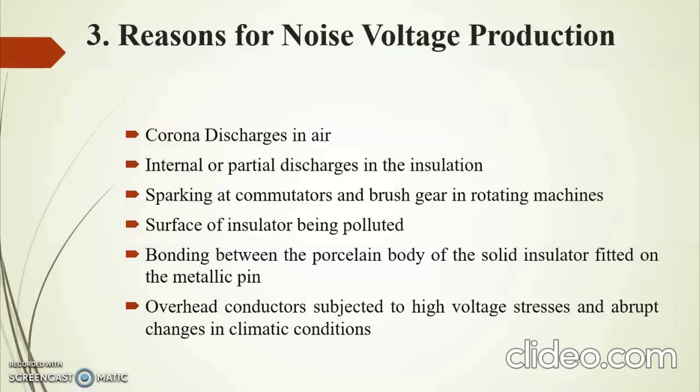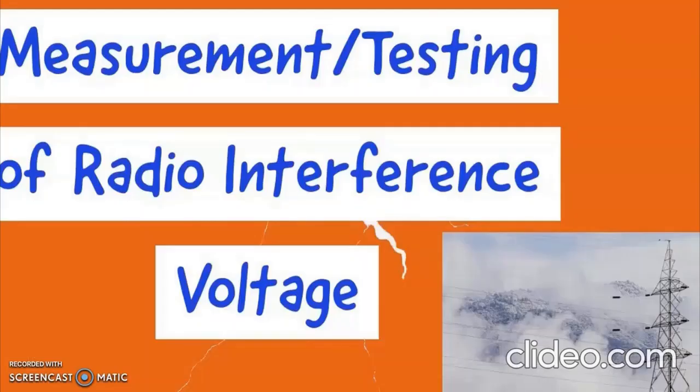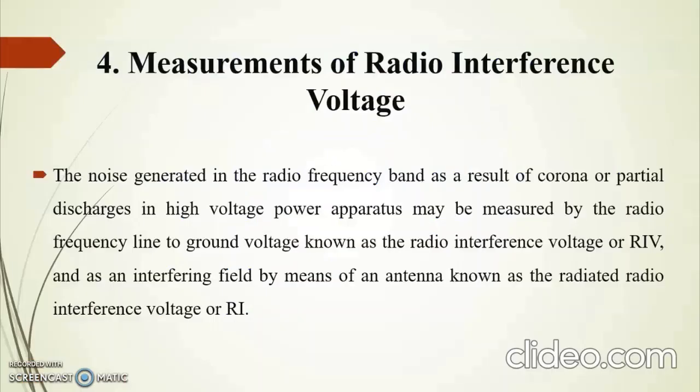We are going to see the measurement or testing of radio interference voltage. So what is radio interference voltage? The radio interference voltage is the term that we have created to measure the electric noise voltage in terms of the line to ground voltage. The noise generated in the radio frequency band as a result of corona or partial discharge in high voltage power apparatus can be measured by the term radio interference voltage. So we are going to measure this radio interference voltage in order to minimize the radio interference.